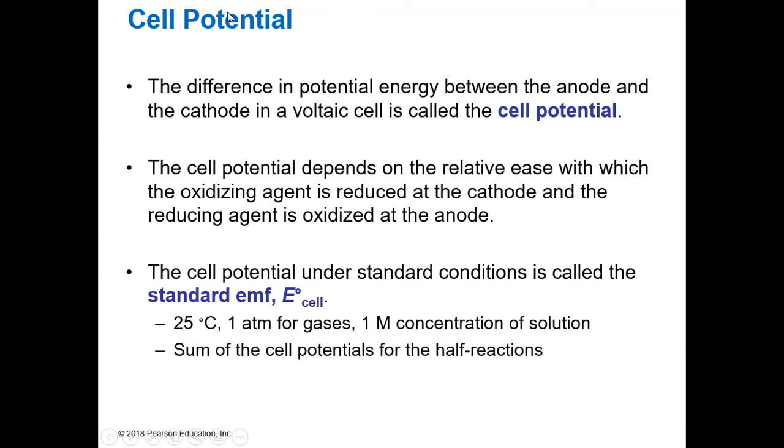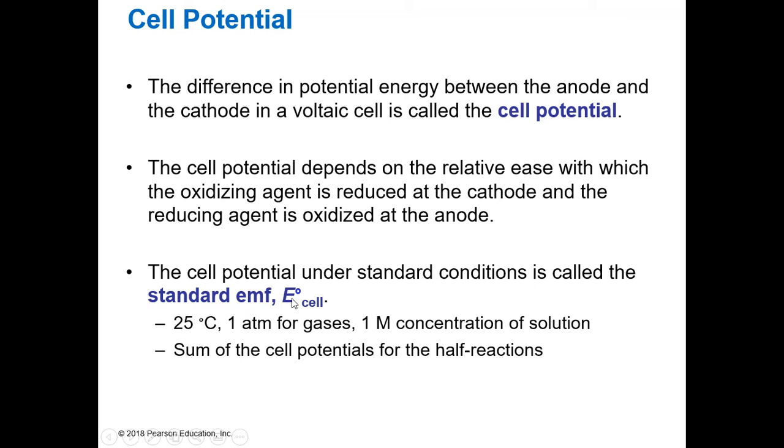Hello, so cell potential. We are going to be talking about the potential energy between the anode and the cathode. That is called our cell potential. So the difference between that energy between our anode, where oxidation occurs, and our cathode, where reduction occurs, is our cell potential. So it depends on the ease of oxidizing at the anode and reducing at the cathode. We call this our standard EMF.